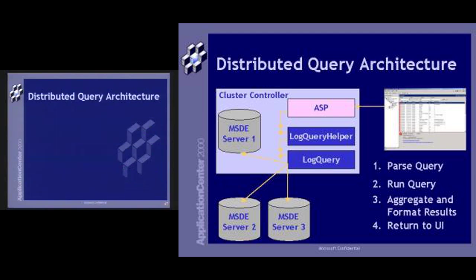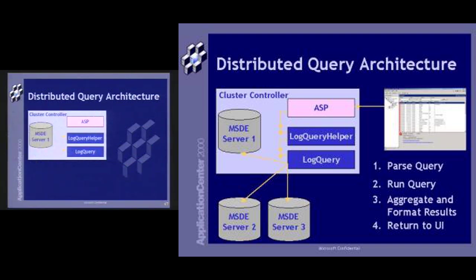Because we store events locally on each server, we had to develop a distributed query architecture to gather all of the events, build them into one record set, and display them in the UI. The way we do that is we of course have the ASP that the UI is talking to, two components that parse the query, do the distributed query, gather the results, and send it back to the UI.